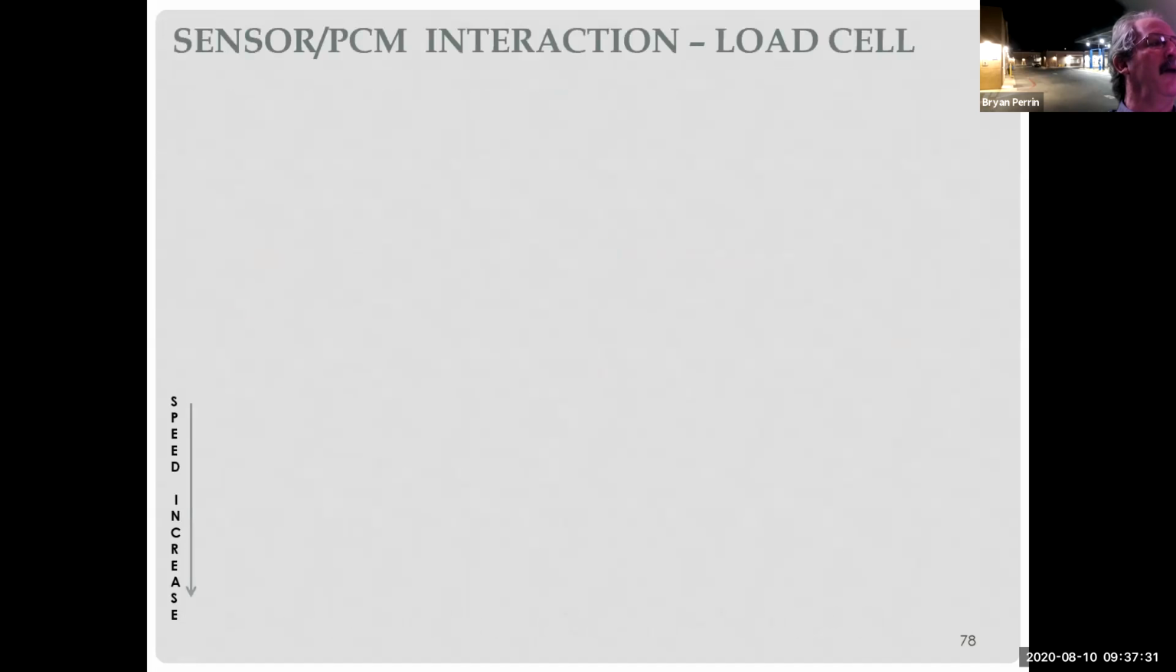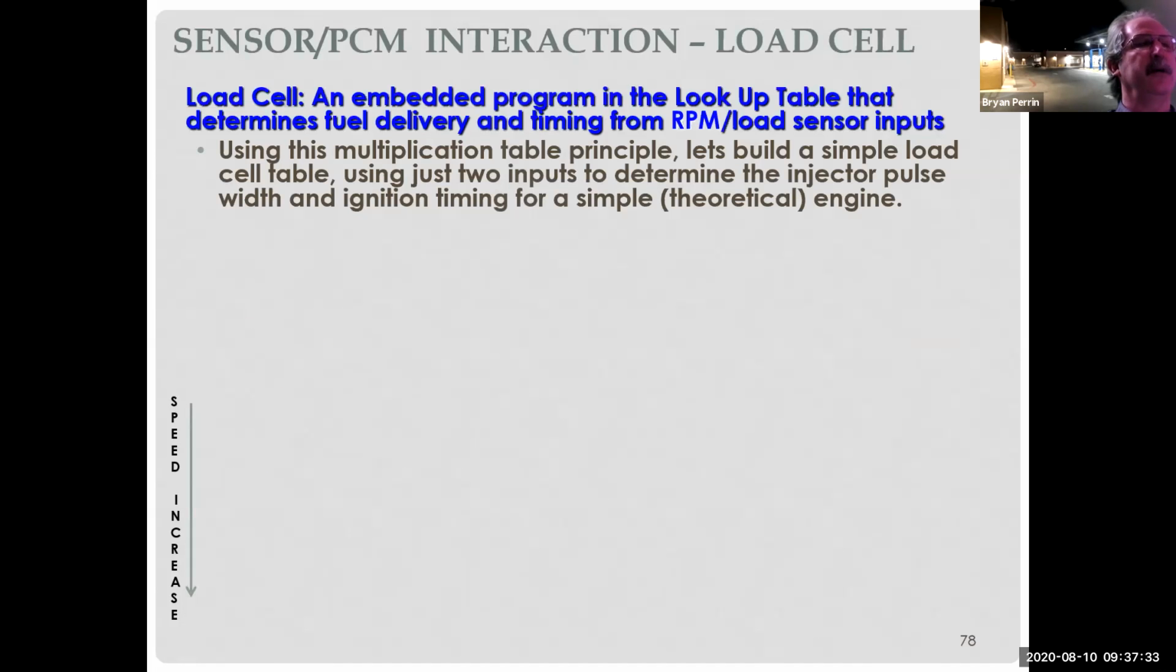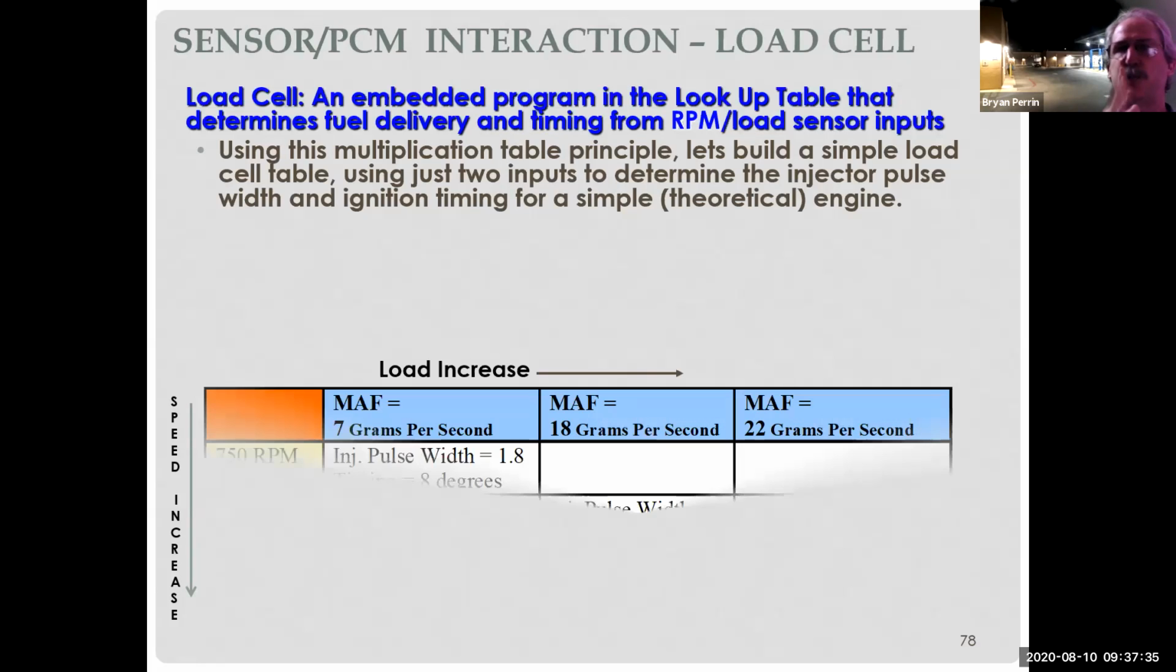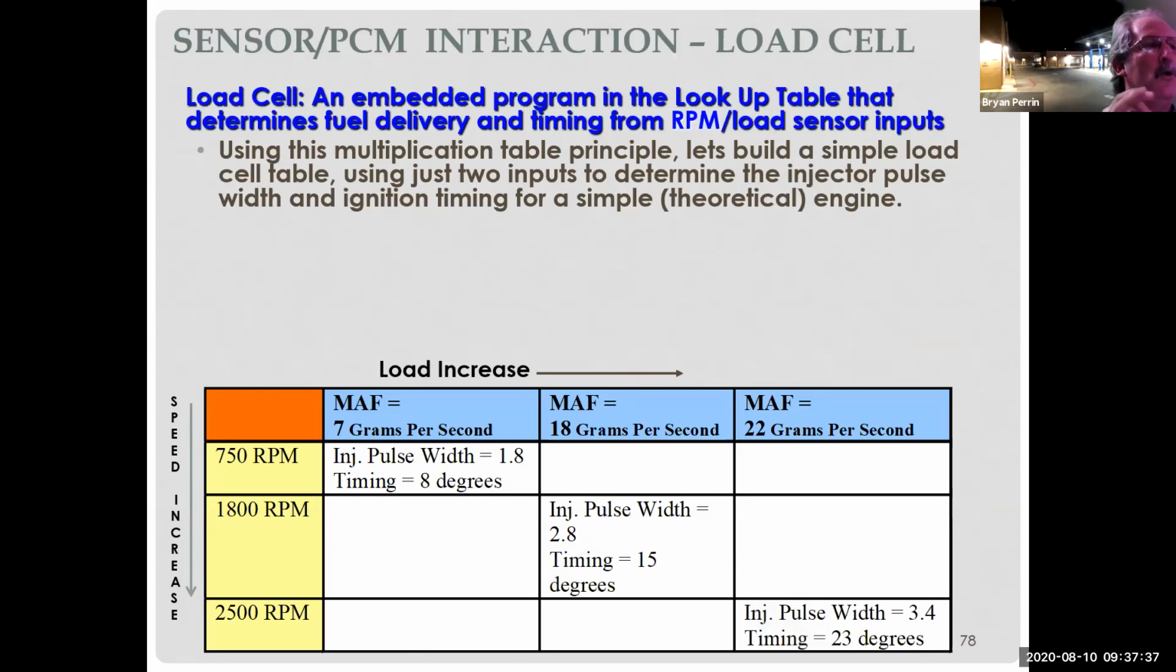So we're going to talk about speed and load cells. And the speed is the speed of the engine, and the load comes from our load sensor, either our MAP or our MAF. So either our manifold absolute pressure sensor or my mass airflow sensor is my load sensor. My speed sensor is my cam and crank sensors or distributor.